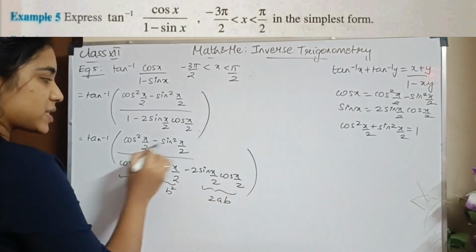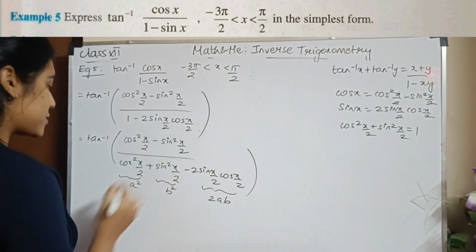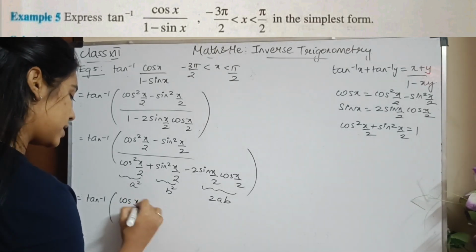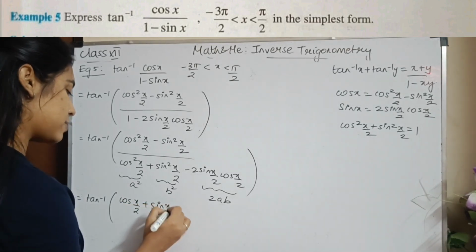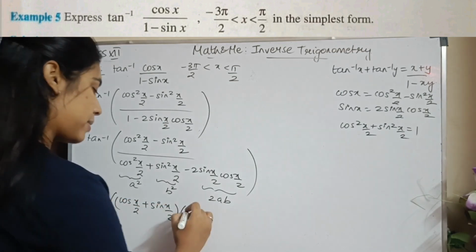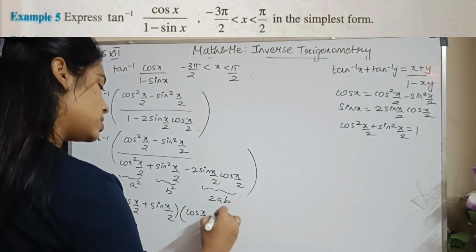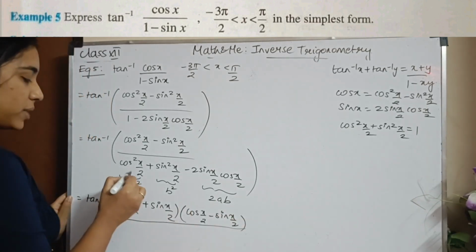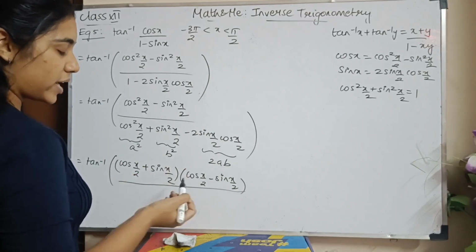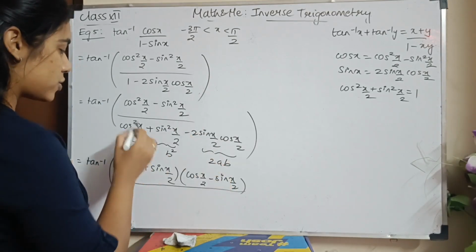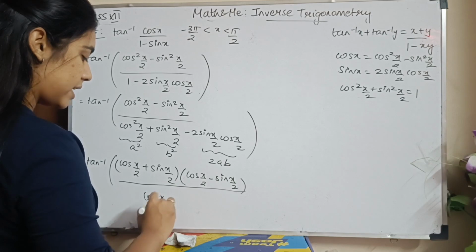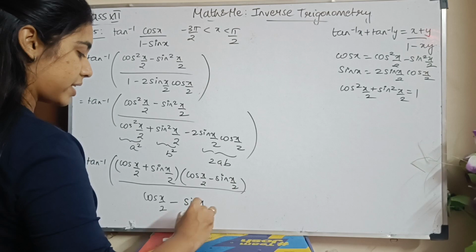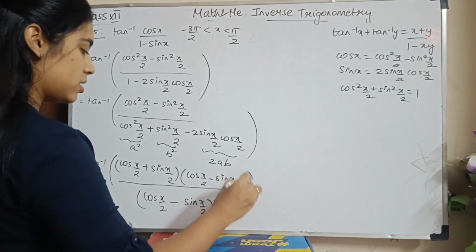So what is there in the numerator? A square minus B square. So this I can write as A plus B into A minus B. Correct? So this will be tan inverse of cos x by 2 plus sin x by 2, A plus B, into A minus B, which is cos x by 2 minus sin x by 2. And what happens to my denominator? In the denominator, A square plus B square minus 2AB, so I can write this as A minus B the whole square. So what is my A? Cos x by 2 minus sin x by 2 the whole square, A minus B the whole square.